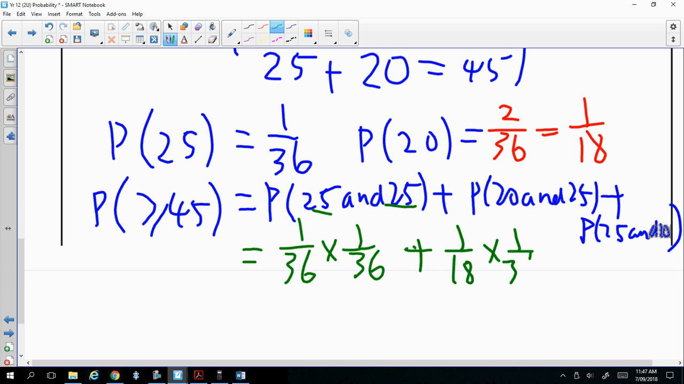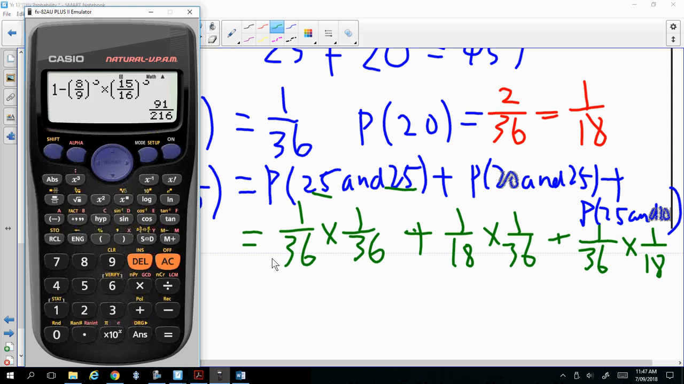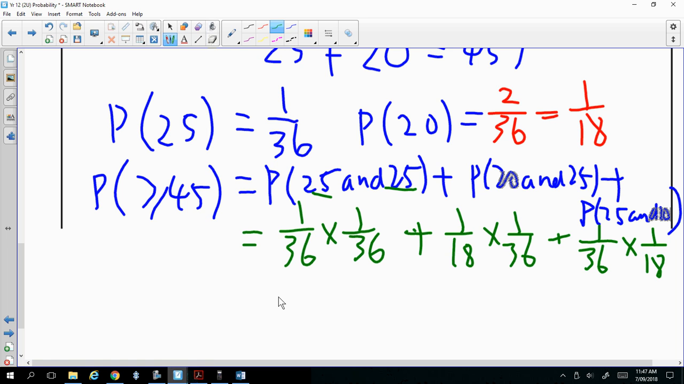Yes, okay. Let's do it on a calculator. Do you know what's a better way? Let's not simplify it. Let's keep it as 2 out of 36 because they will have the same denominator. So you get 1 plus 2 plus 2, 5 over 36 squared.